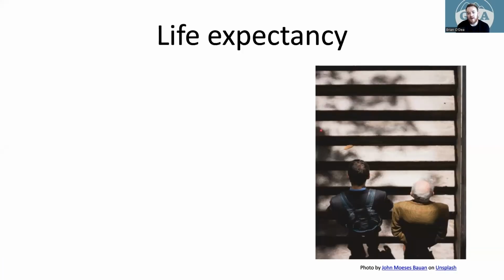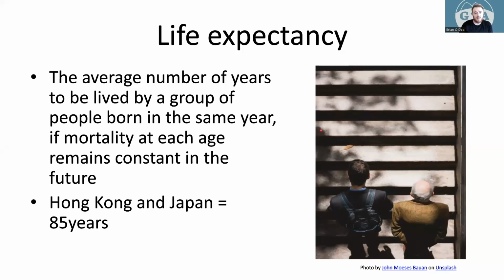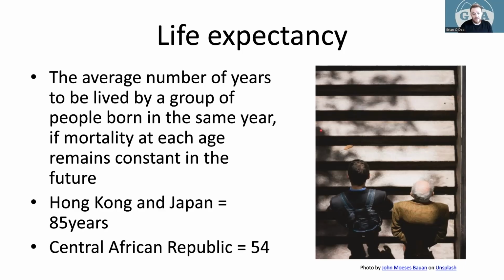On the other side, though, we have social indicators. So life expectancy is something we've mentioned throughout, especially when we talked about population structure and population pyramids. The life expectancy tells us the average number of years that you're going to live if you're born in that year, and if everything remains consistent in the future. So let's have a look. Hong Kong and Japan would be countries that we would assume are very high in terms of development. So their average life expectancy is 85. That's incredibly high for the world average. Then we look at the Central African Republic.